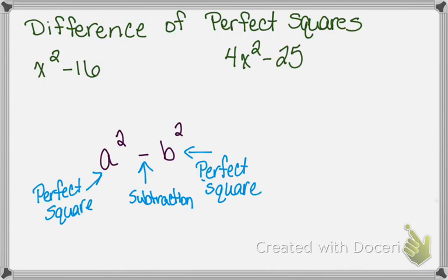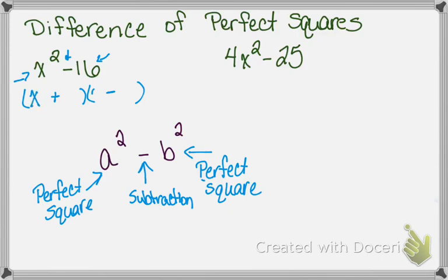Okay? Now, is x squared perfect? Yes. Is 16 perfect? And are they combined by subtraction? Yes. Okay? So, what I've got is one of my binomials is going to be addition. The other part of my binomial is going to be subtraction. Okay? What is the square root of x squared? X.